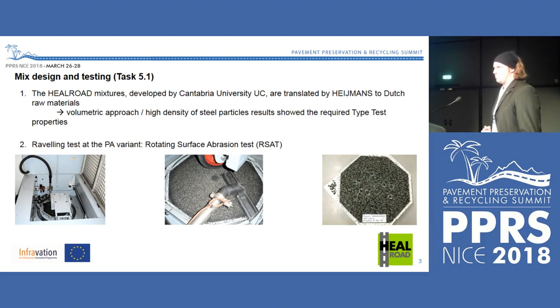Now we come to the upscaling process. In the laboratory we can mix this asphalt mixture very easily, but to translate it to the full-scale asphalt plant, we have to translate the raw data or the material data with the laboratory results. And Heijmans did this in the Netherlands. And after a first test in the full-scale asphalt plant, they produced asphalt slabs, like you see here in this part, and used them for first results from the full-scale mixing process.